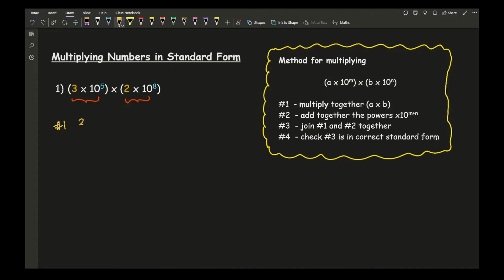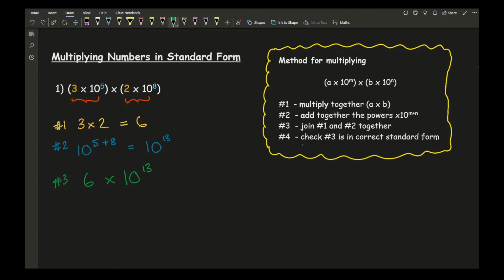So I'm going to do 3 times 2, which is 6, and then step 2 says to add together the powers. So I'm then going to do 10, and it's going to be 5 plus 8, which gives me 10 to the power of 13. And then that's step 2. And then step 3 is all I need to do is join step 1 and step 2 together. So it's going to be 6 times 10 to the power of 13.